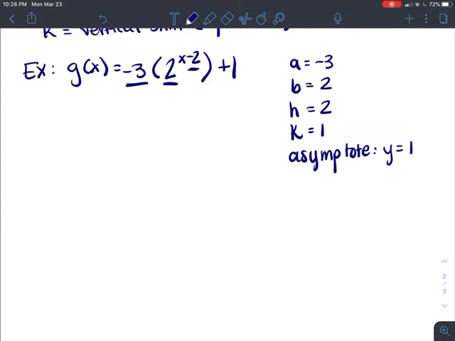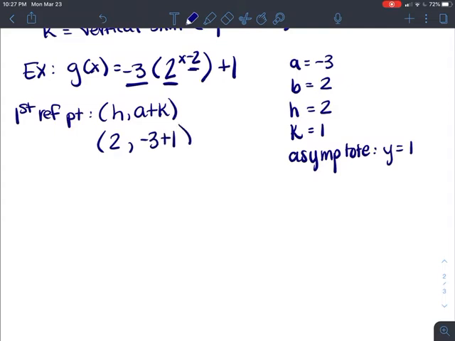Okay, so it's asking me to find our reference points for this transformed function. So my first reference point is h comma a plus k. So I have already listed over here on the right my a, b, h, k, and my asymptote. So I just have to plug in. So since h is 2, it becomes 2. And I'm going to do -3 plus 1. So my first reference point is going to be 2, comma, -2.